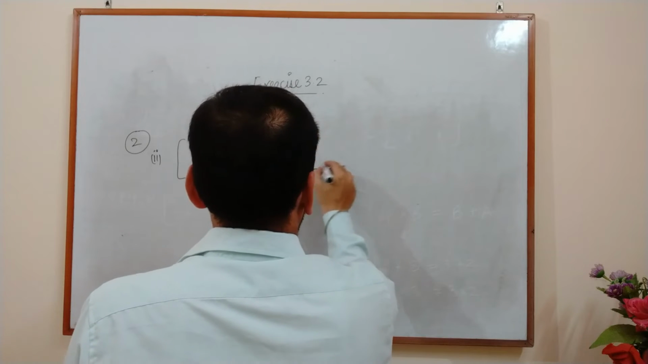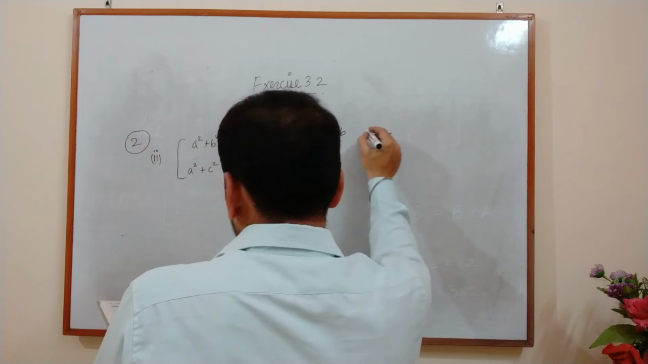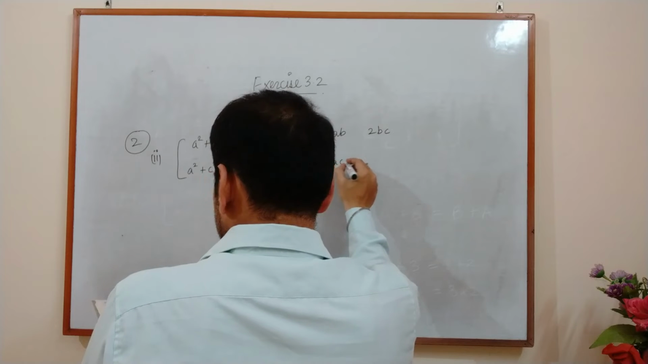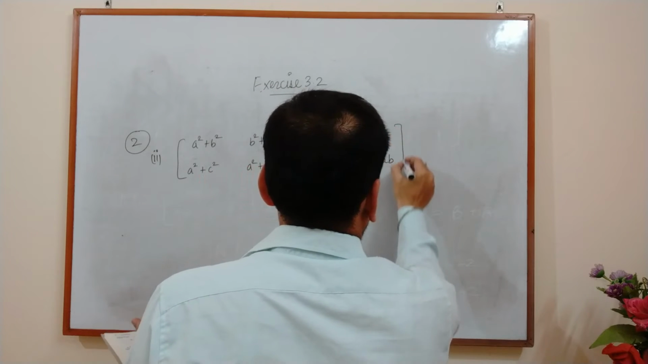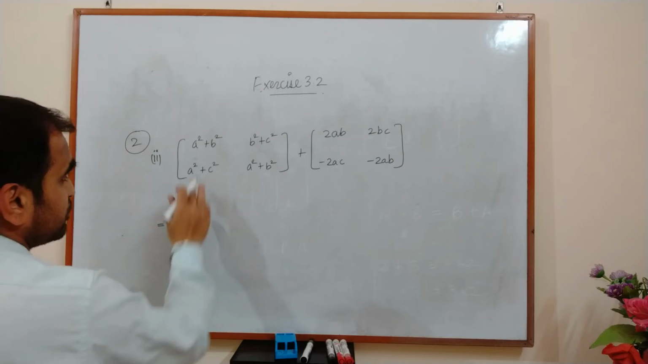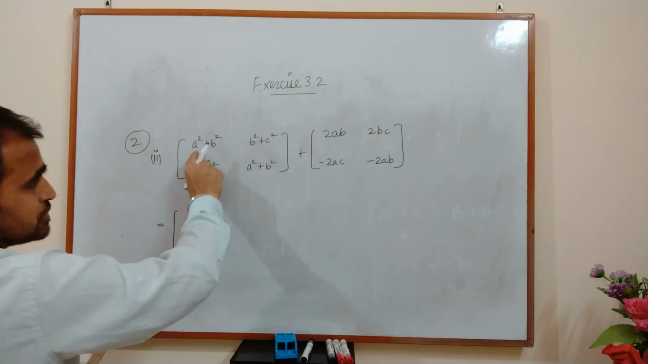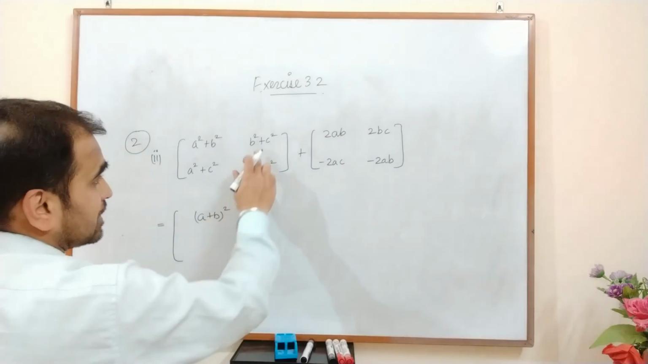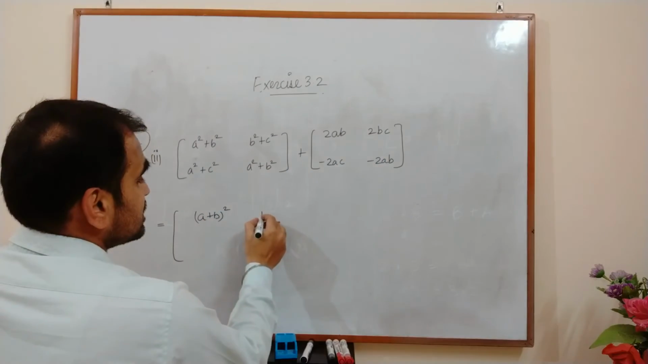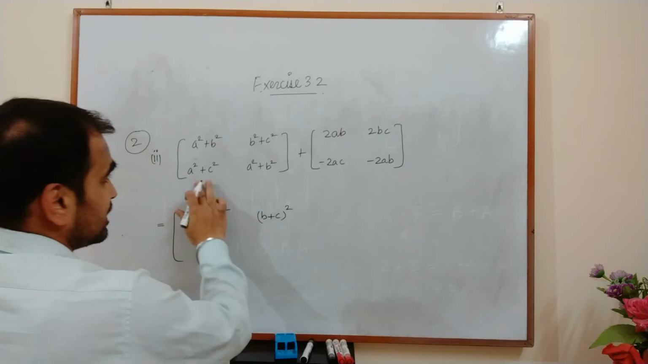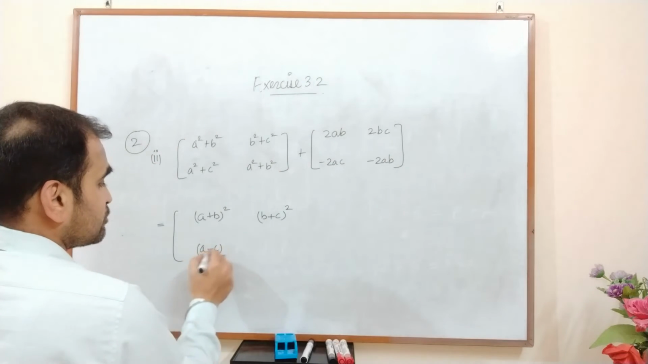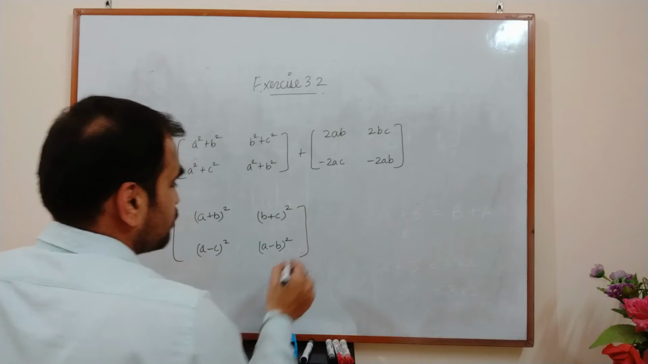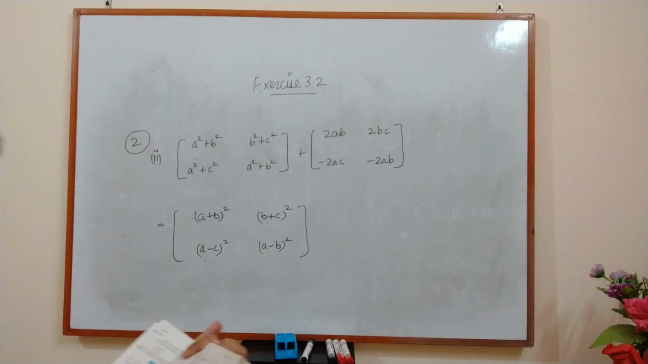We have to add these matrices with 2AB, 2BC, minus 2AC and minus 2AB. So if you add the element with the element, this will give you A square plus B square plus 2AB. That can be written as A plus B whole square. Similarly, B square plus C square plus 2BC is B plus C whole square, and likewise A minus C whole square, and this is A minus B whole square. This is how to perform addition of matrices.